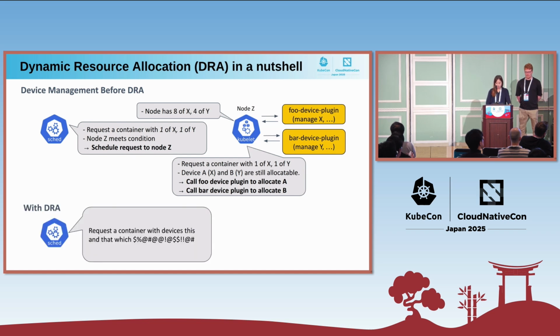However, when it comes to the DRA, it's like this. The request that comes to the scheduler is not that simple, like "I want one GPU" or something like that. It will be like blah, blah, blah, and blah, blah, blah, and this can include multiple devices at the same time.